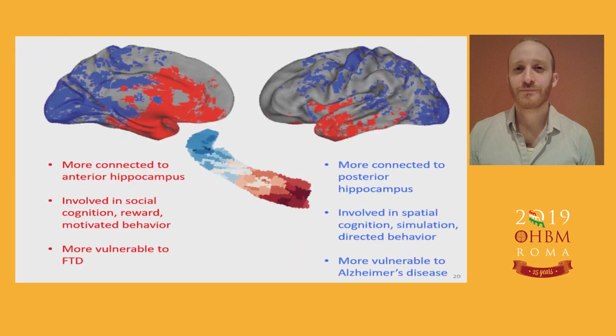So all in all, we were able to identify this genomic gradient that varied systematically along the longitudinal axis of the hippocampus, and this single genomic gradient then defined these two distinct hippocampal cortical systems, this ventral system and this dorsal system, which we found very interesting.